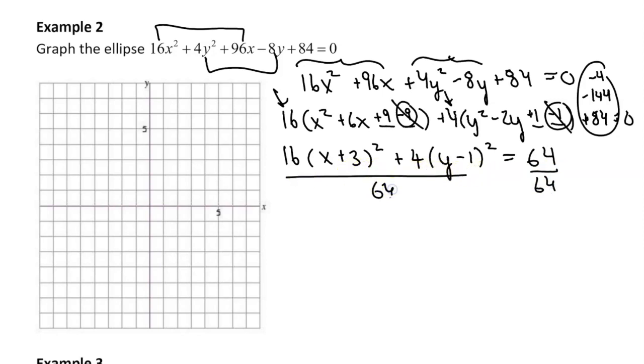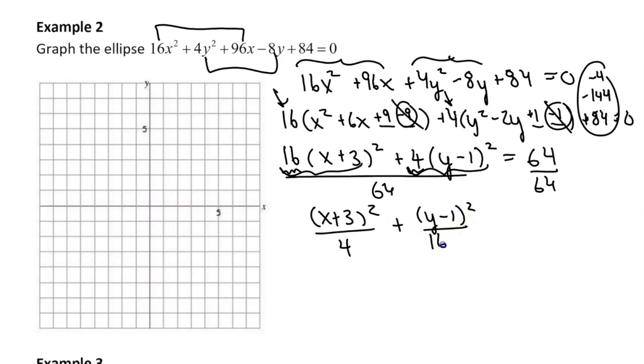which means we divide this side by 64. And so that's going to act on this 16 and this 4 right here, each of these individually. And so you would have something that would say x plus 3 squared over 4, that's 16 over 64 in lowest terms, plus y minus 1 squared over 16, that's 4 over 64 in lowest terms, equals 1.